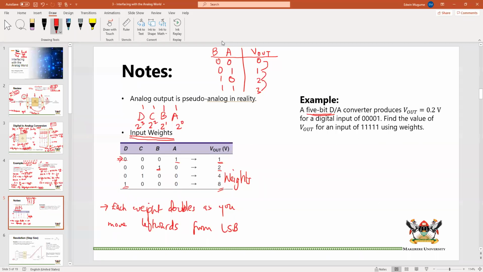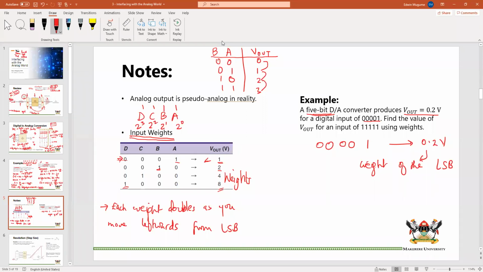We have a 5-bit DAC that produces V out of 0.2 volts for a digital input of 00001. This one gives us 0.2 volts. We should already see that this is the weight of the least significant bit, because the weight of the least significant bit is measured when the least significant bit is 1 and the rest are 0, as in this case. And so 0.2 volts is the least significant bit weight.